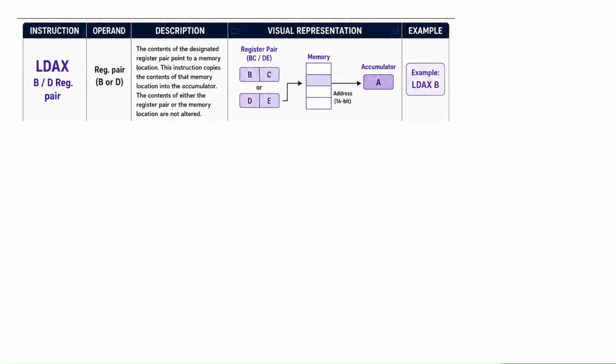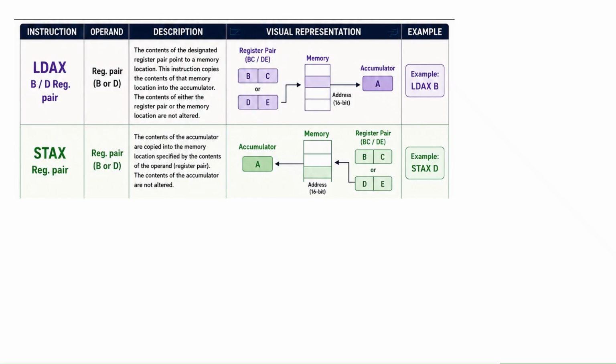Up next we have STAX. This is just the opposite of LDAX. So after executing STAX D, the designated register pair DE holds an address of memory, and the accumulator data will be stored at that memory location. It is the opposite instruction of LDAX.